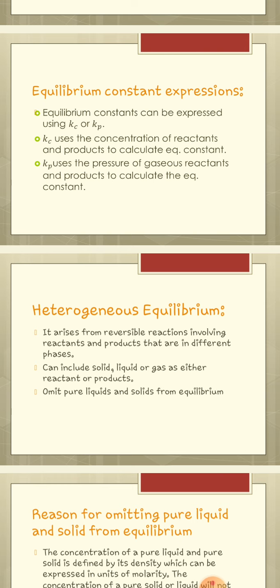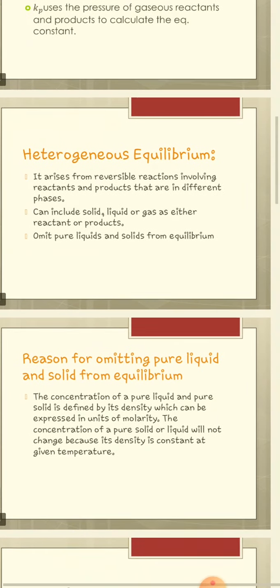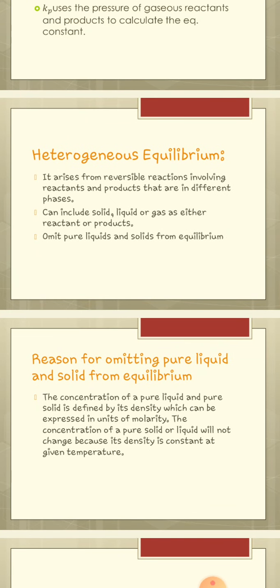Now we are able to define heterogeneous equilibrium. What is heterogeneous equilibrium? It arises from reversible reactions involving reactants and products that are in different phases. It can include solid, liquid or gas as either reactant or product. It omits pure liquids and solids from the equilibrium expression. So why does it omit liquids and solids from equilibrium?